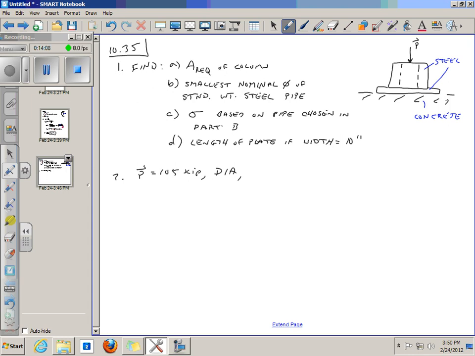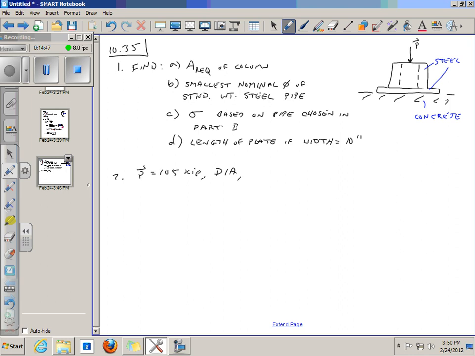The allowable compressive stress in steel is 20.5 ksi, and the allowable bearing stress in the concrete footing is 700 psi. So for part A, we want to determine the required cross-sectional area of the column so that we don't exceed the compressive stress of steel. Part B, if the column is made of standard weight steel pipe, what's the smallest nominal diameter that can be used? Nominal means in name only. Kind of like a 2x4 piece of wood is not 2 inches by 4 inches, it's 1.5 by 3.5. Okay, so we'll look in a chart, and based on the cross-sectional area we need in part A, we will pick the right size pipe, actual pipe.